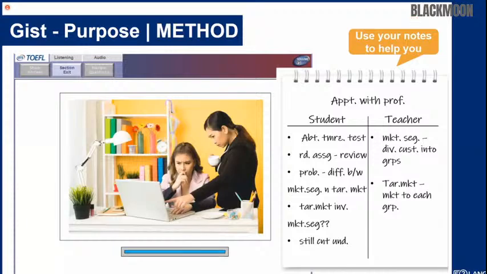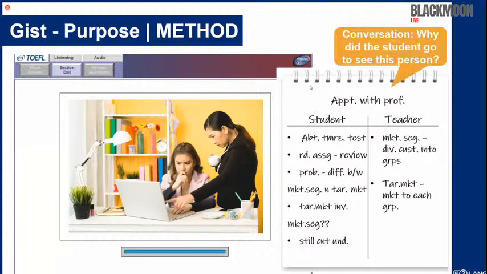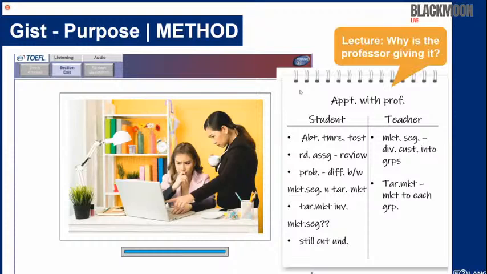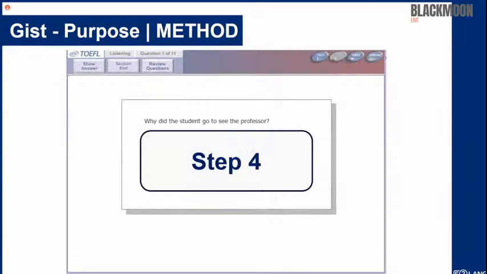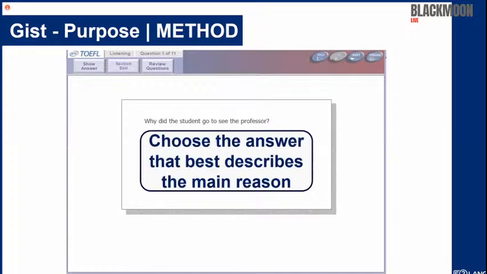So of course, you'll need to use your notes to help you. So if it's a conversation, think about why did the student go to see the professor? If it's a lecture, think about why the professor is giving the lecture. All right, so that's basically think about why. And step 4 is to choose the answer that best describes the main reason. Again, focus on the main reason for why.